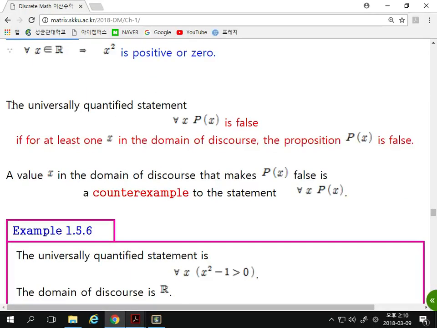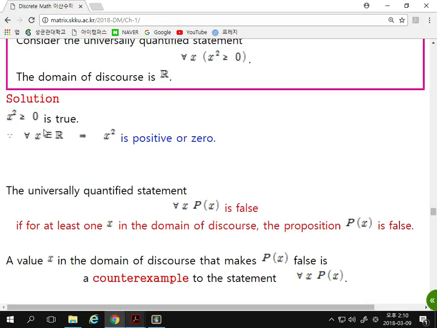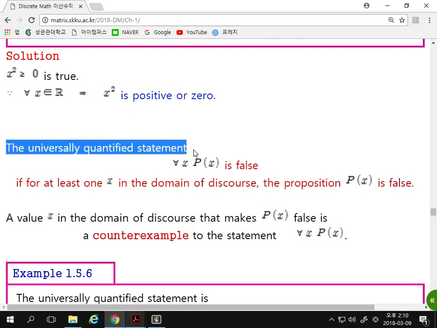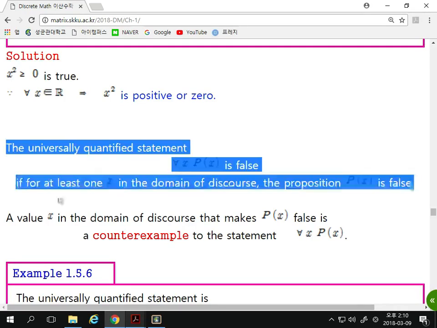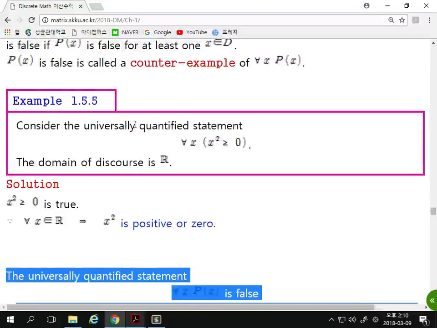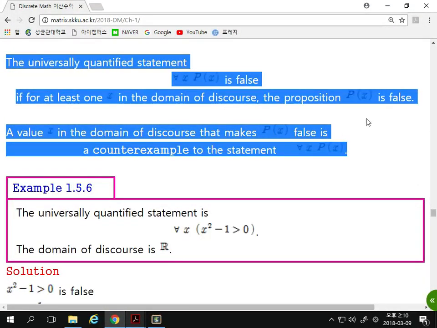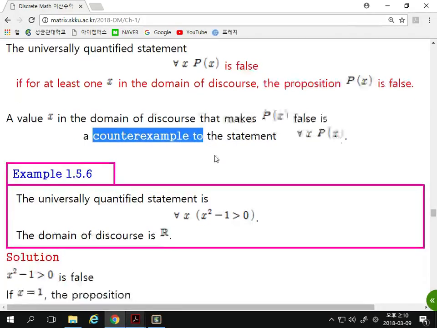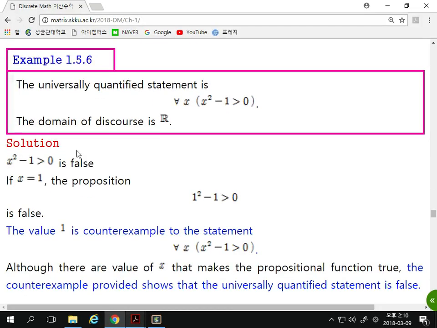But the universally quantified statement is false if there exists one x in the domain of discourse for which the proposition is false. Okay. So when we have a counterexample, that statement is false. But this is a true statement. When we have an x which makes P(x) false, then that x is called a counterexample. Here, this is an example.